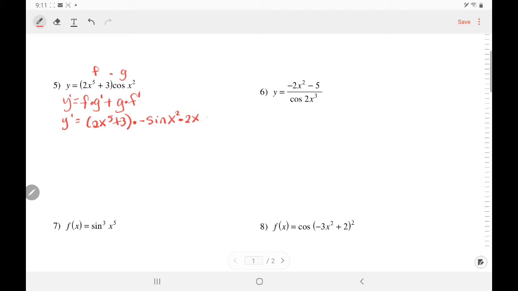Plus the second term, g is cosine x squared, times derivative of the first function, which would be 10x to the 4th. So simplifying, it looks like in both terms they have 2x in common somewhere in there. So we can factor out the 2x.